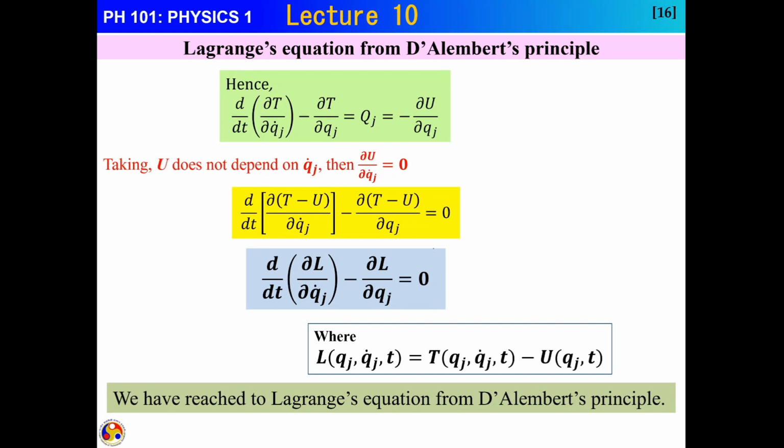And now if I am having a situation where the forces are conservative, giving the potential energy, this is the equation that you end up with, which was the case we discussed earlier. The Lagrangian will end up being T minus U, where the U does not depend on the velocity coordinate. Now we have reached the Lagrange equation from D'Alembert's principle, which is nothing but Newton's law, F minus ma.